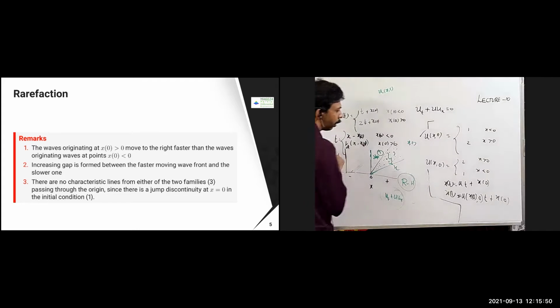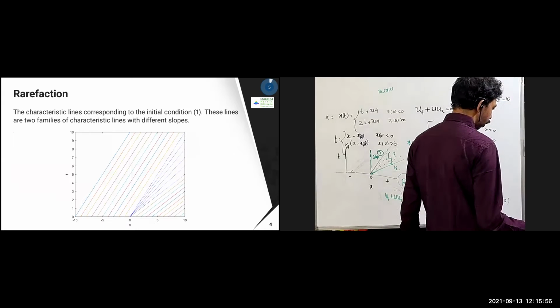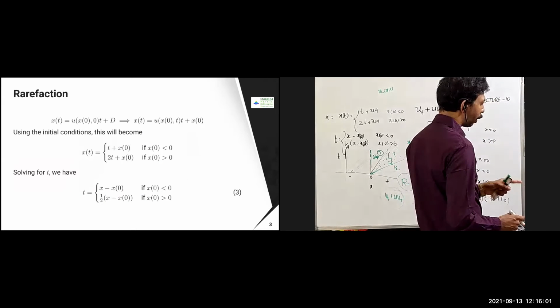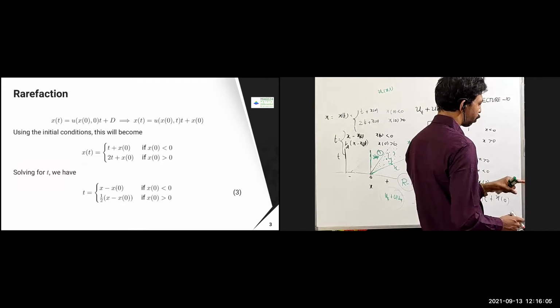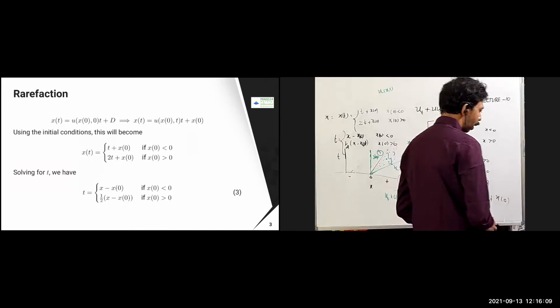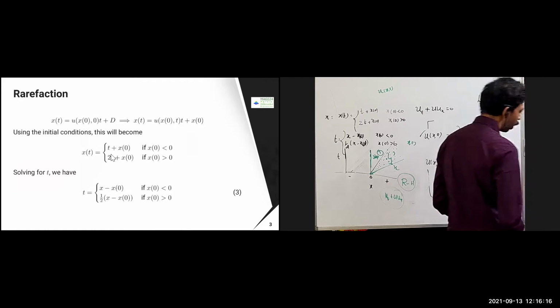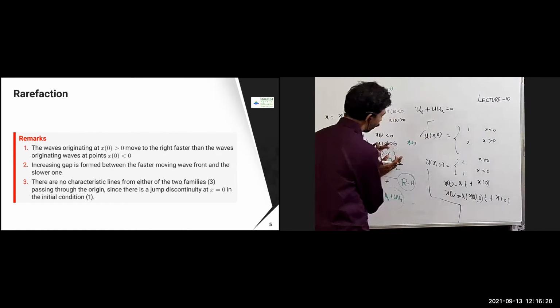Here x of 0 has a higher slope. So x of 0 is x equals 2t, whereas the other one is x equals t only. So x of 0 greater than 0 has a slope of 2, whereas x of 0 less than 0 has a slope of 1. This is one slope, this is two slope. Therefore, that is going to move much faster, so you are going to have a gap here.